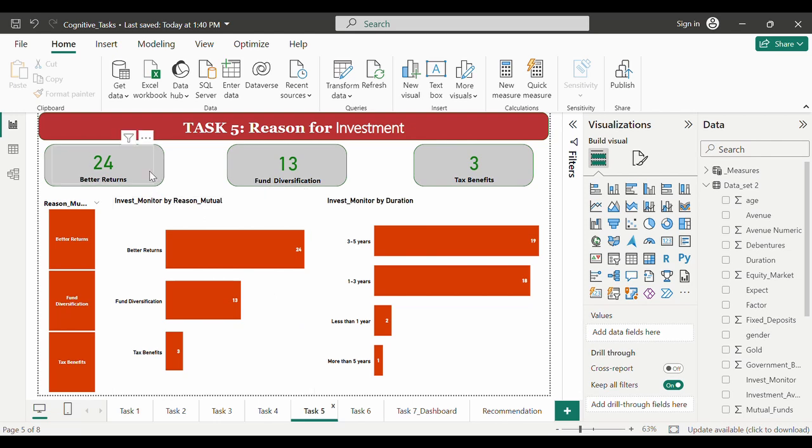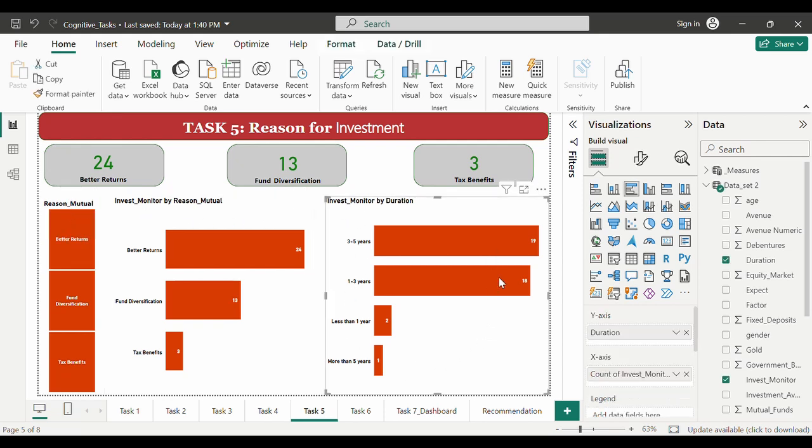Now we have the reasons for investment, we can see them here. We are seed by mutual. We can see the findings that we need to get here.